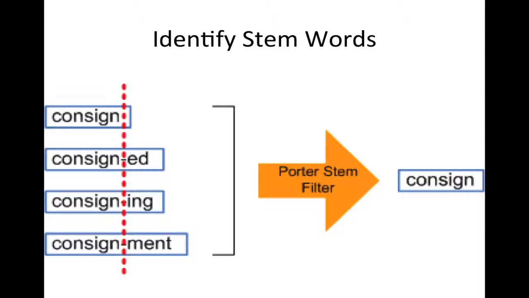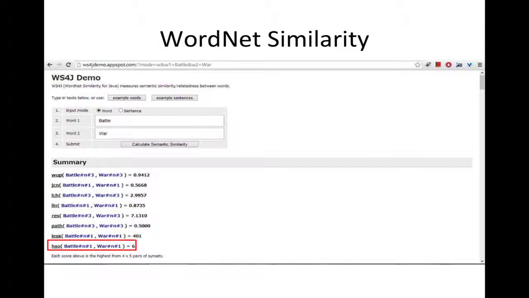We used a similarity algorithm called HSO, which is Hirst and St-Onge, which calculates the similarity score based on the senses of the words. The reason we went ahead with the HSO algorithm is that it gave us better and more consistent results compared to the different algorithms which are part of the WordNet similarity algorithms.